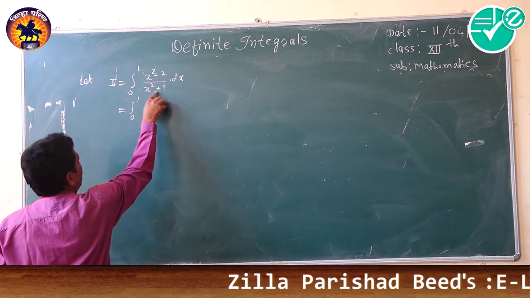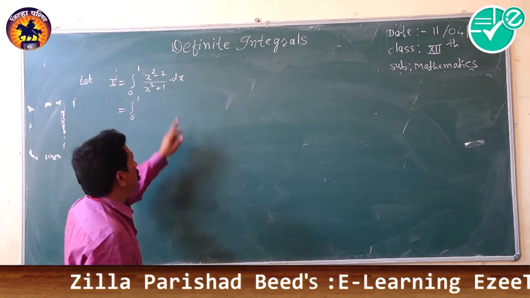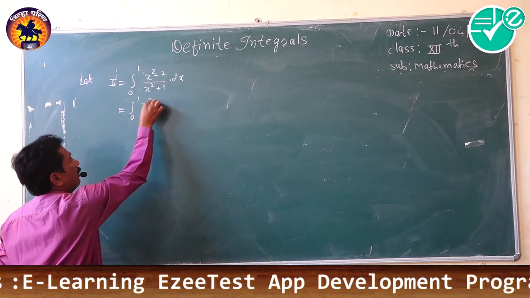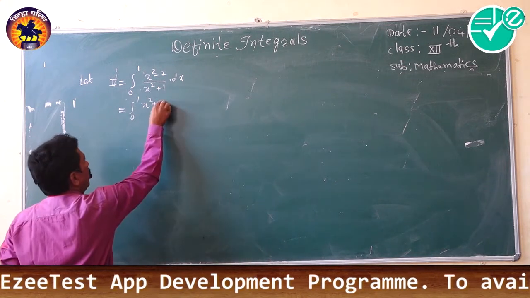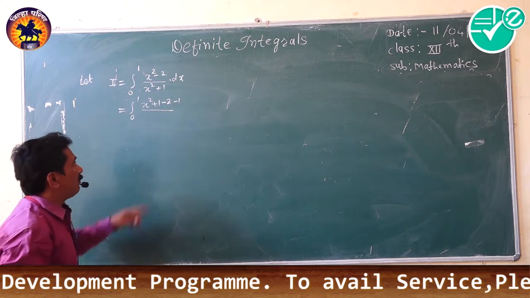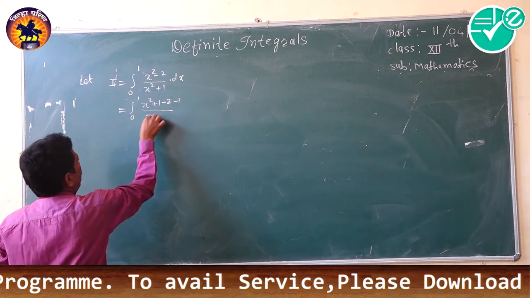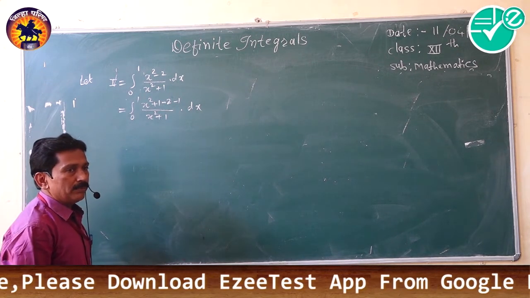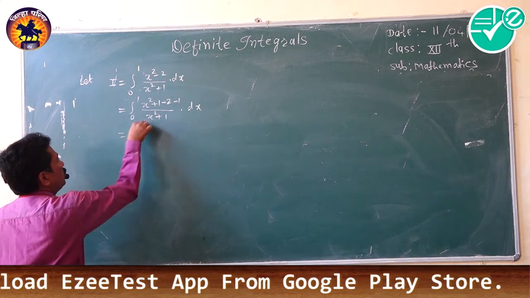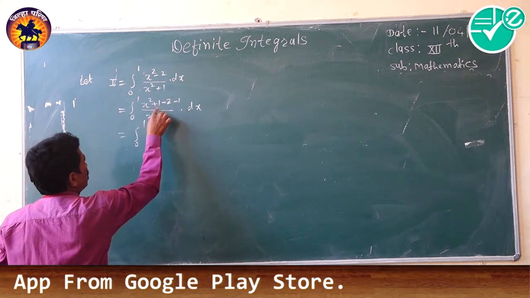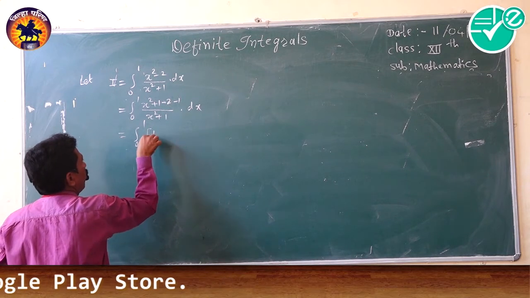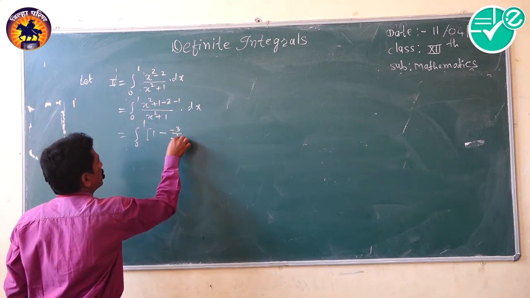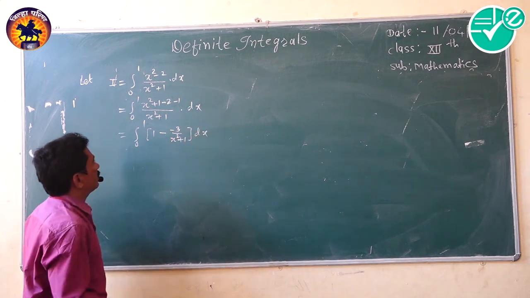Now here the denominator is x square plus 1. Therefore we can write here x square plus 1 minus 2 minus 1, and we are adjusting here plus 1 minus 1. Therefore, divided by x square plus 1 into dx. This is equal to integration from 0 to 1. This x square plus 1 by x square plus 1 is 1, minus 2 minus 1, that is minus 3 upon x square plus 1 into dx. Okay.